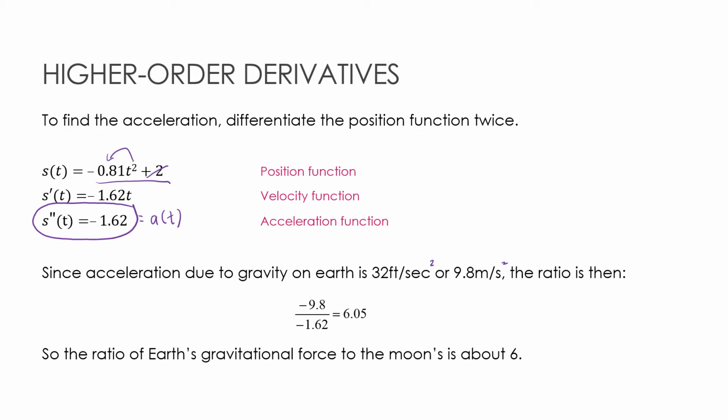On the Earth, because we're dealing again with meters, we're going to use the 9.8 meters per second squared. And again, since it's acceleration due to gravity, these would both be negative because they would both be moving towards the Earth or the moon. So the ratio would be 9.8, which is Earth, over negative 1.62, which is moon. As I divide those, I get about 6. So the ratio of the Earth's gravitational force to the moon's is about 6.